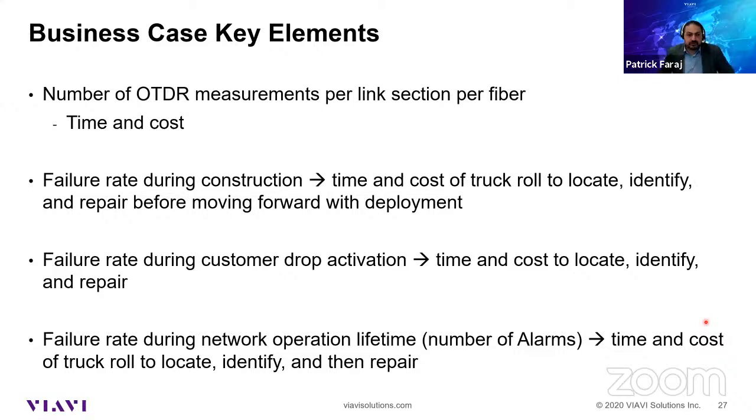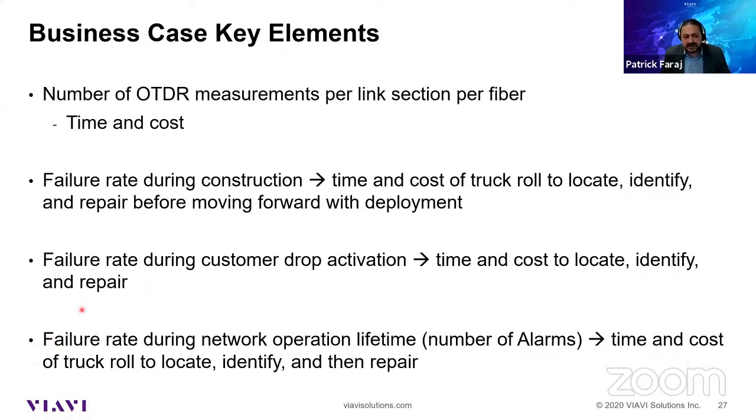Also, an element to consider is the failure rate during construction. So you do your 96 fiber testing. You come the second day and you send the testing person to test your network. And now you find out that 10% or 20% of those fibers are failing. So I need to send again the construction team to dig the ground or open the closure and try to find out where the fault is. So this time and cost and re-roll of the truck is part of the business case. The same happens during drop activation. If I go to activate a customer and I don't have signal, I have to call somebody to come and locate the fault and find where my mistake is. So this is also time and cost to locate, identify, and repair.